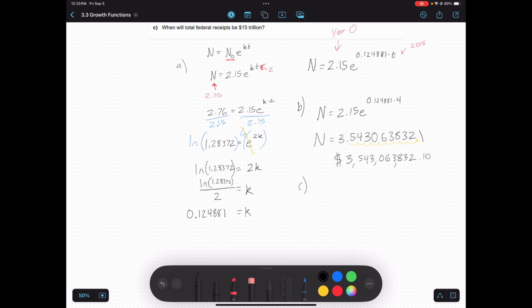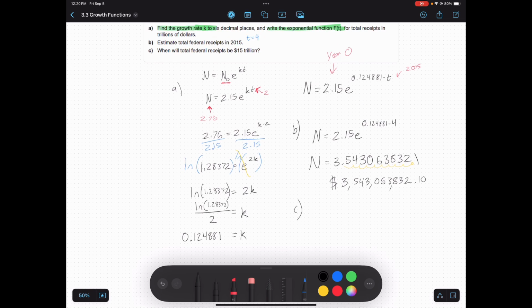Okay, so part C. When will total federal receipts be 15 trillion? So right from the get-go, hopefully we can recognize what it's asking for. What am I going to be solving for in this problem? I'm going to be solving for t because it's asked that question when. I'm solving for a t value. So where do I put this 15 trillion? That represents my output value. So I'm going to put that in for n. It's my output value. And then t represents my unknown, and that's what I'm going to be solving for.